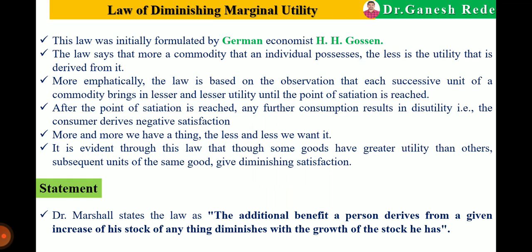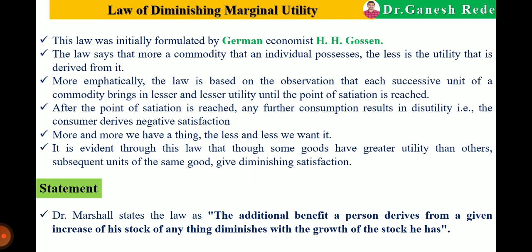So the more and more we have of a thing, the less and less we want it. It is evident through this law that though some goods have a greater utility than others, subsequent units of any good give diminishing satisfaction.